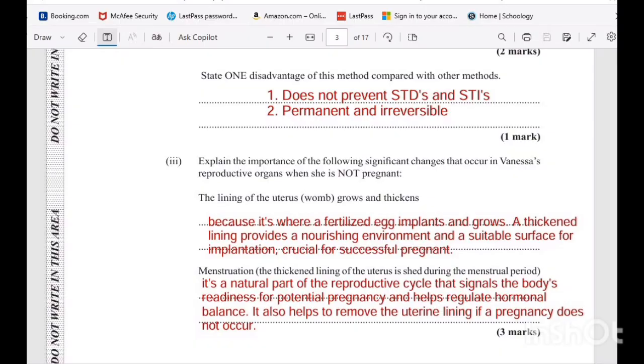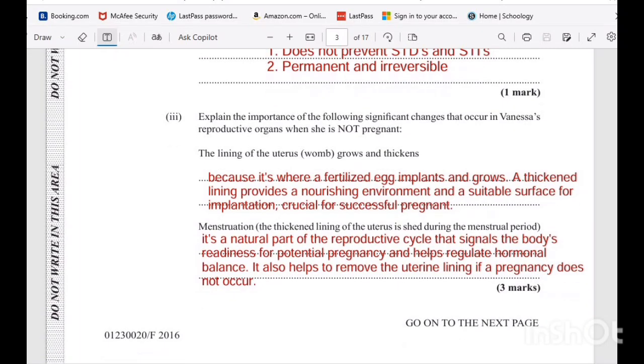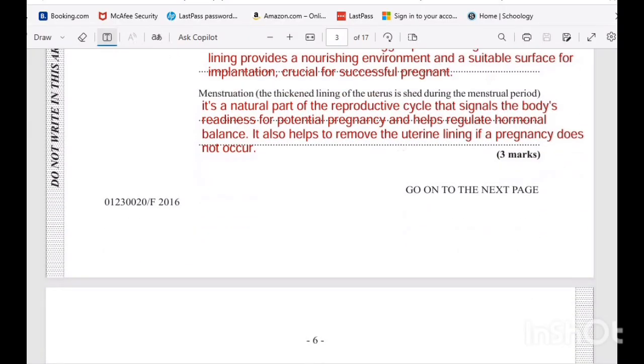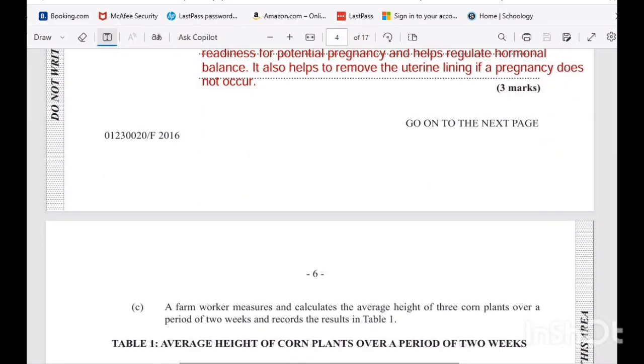So it's a natural part of the reproductive cycle that signals the body's readiness for potential pregnancy, and it helps regulate hormonal balance. It also helps to remove the uterine lining if there is no pregnancy. All right, so that's the importance of menstruation, and that's 3 marks.